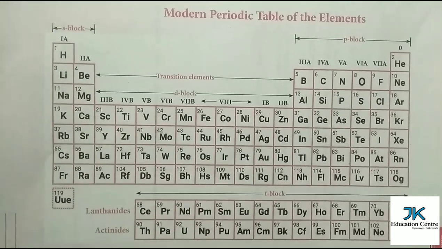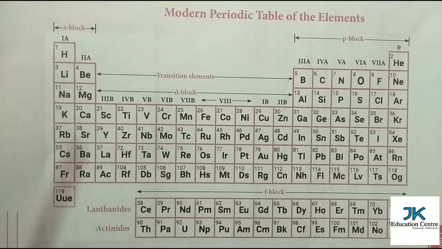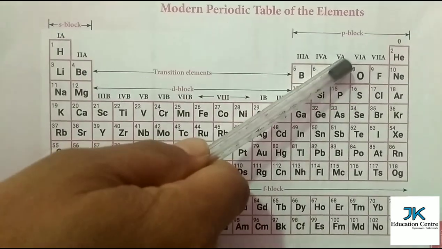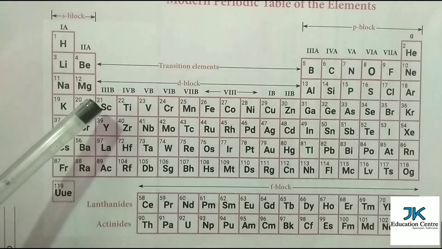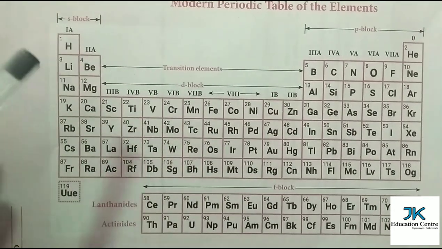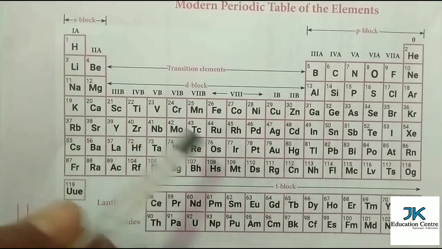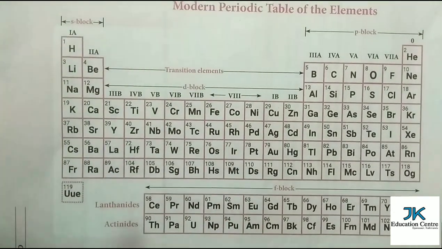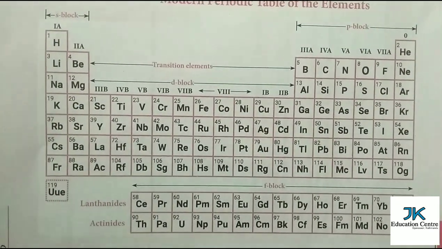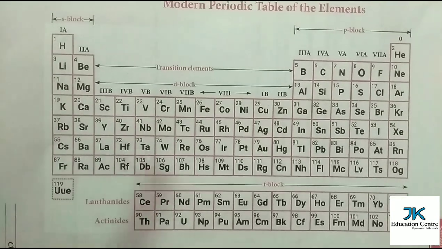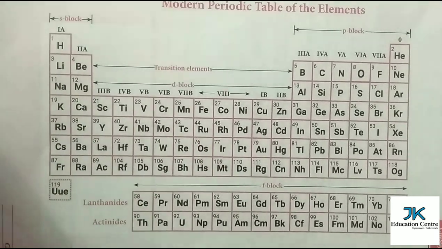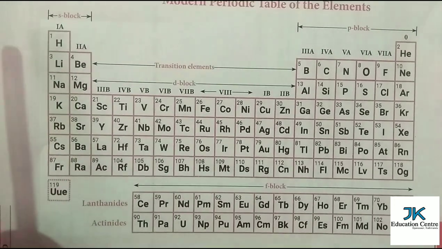Now let's talk about the names of the groups and periods. These groups are named differently. Look at this: 1A, 2A, 3A, 4A, 5A, 6A, 7A. And in the same way, 1B, 2B, 3B, 4B, 5B, 6B, 7B. Including A and B together, we have 7 groups. And this 8th group consists of 3 vertical columns. Including this 0 group, there are altogether 9 groups of the periodic table according to our syllabus. But according to the IUPAC system, there are 18 vertical columns. That's why the periodic table consists of 18 groups. Both are correct. Now let's talk about the period also.